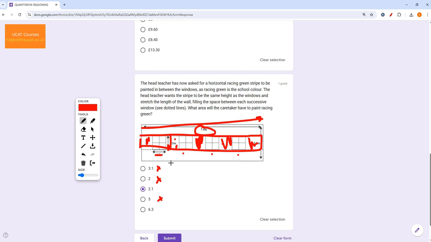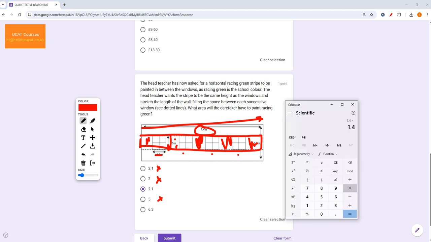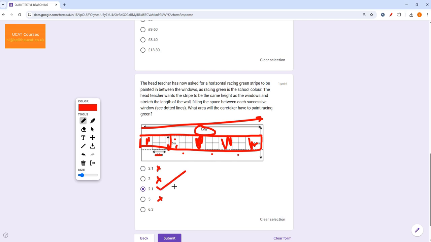How much is the width of this? 1.5. 1.4 times 1.5, 2.1. Bang, got it. We knew it long ago. That means it has to be a multiple of 1.5, so a multiple of 2.1 is the right answer. Ready? Bravo. That was it.